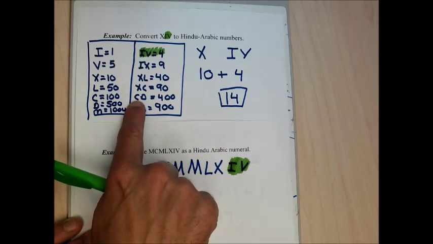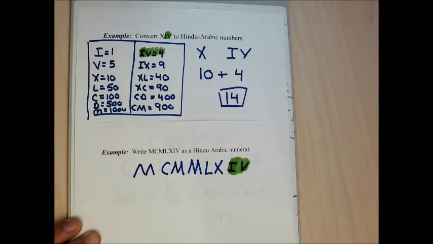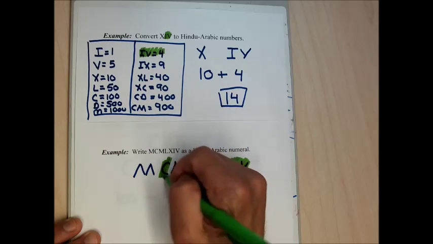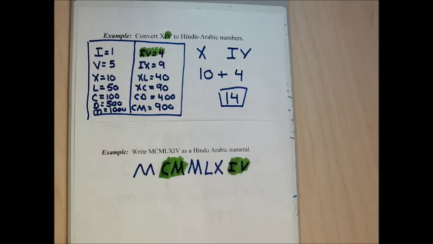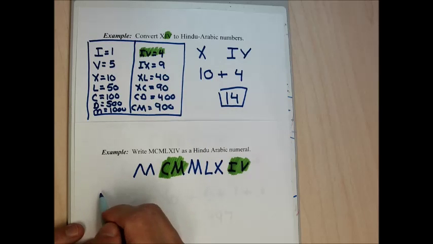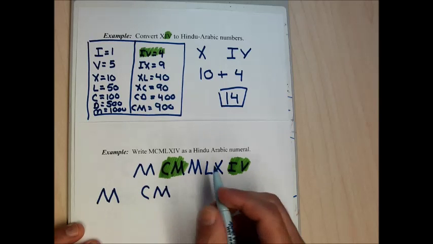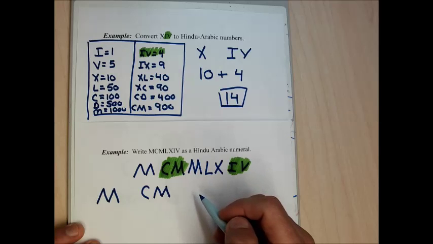I look for a C to the left of a D. I don't see any D, so I don't have to worry about that. I look for a C to the left of an M. I do see that. So these I'm going to keep joined together. And now when I go to figure out what this Roman numeral is as a regular number, I need to get values from my chart for M, CM.